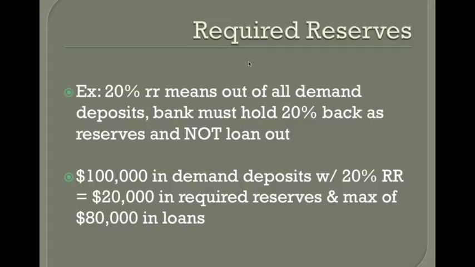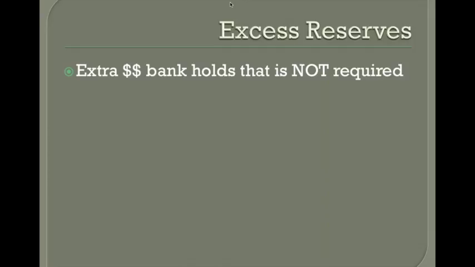Another example. So for example, if we had a 20% reserve ratio, that would mean that out of all the demand deposits that a bank held, they have to hold back 20% as required reserves that they couldn't loan out. So if someone deposited $100,000, $20,000 would have to be held in the bank, and then a maximum of $80,000 could be loaned out. Now the bank doesn't have to loan out all $80,000. They could hold back more of that. If they did, that would be called excess reserve. So any money that the bank holds on to that they don't loan out, but they don't have to hold on to, that's called excess reserves. And excess reserves can eventually be loaned out when the bank chooses to.